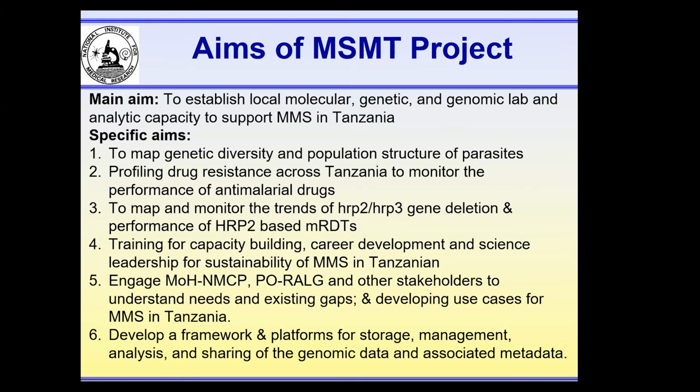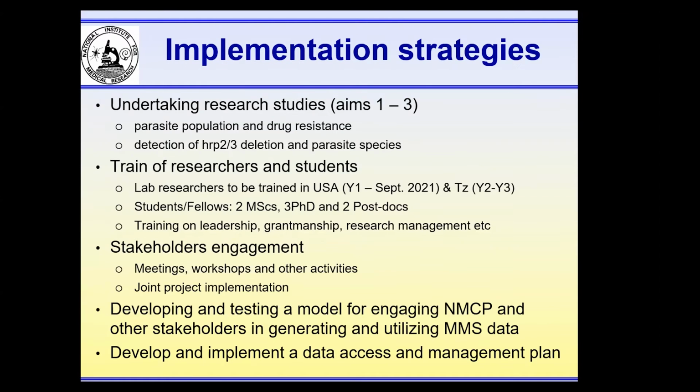Next slide. How are we doing this? We plan to do the first three aims by undertaking genetic studies in Tanzania. These will focus on parasite populations and drug resistance, and also HRP2 gene deletion. To do this, we are covering 100 health facilities in the country, distributed all over. I'll show them later. In these facilities, we are collecting samples, and I will give some highlights later.